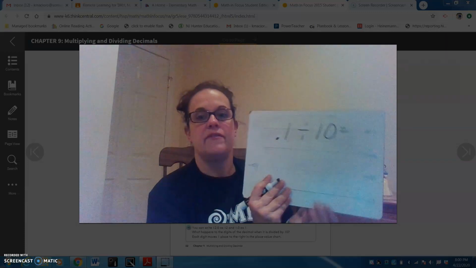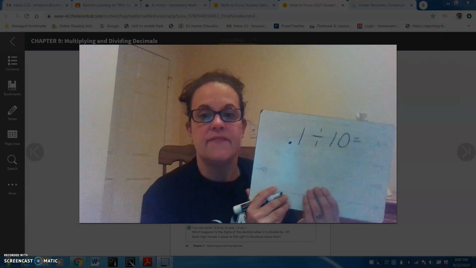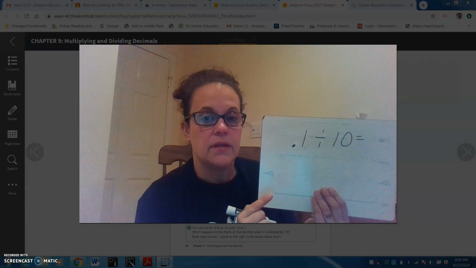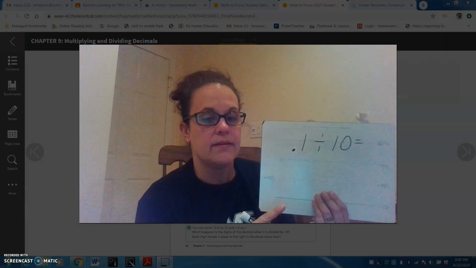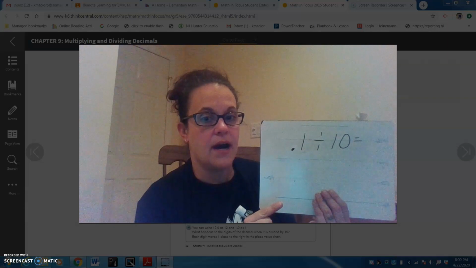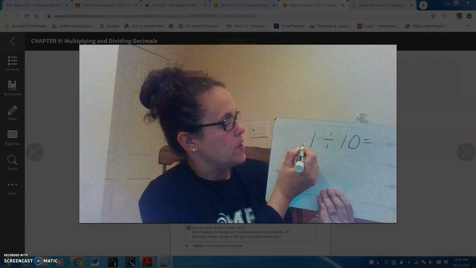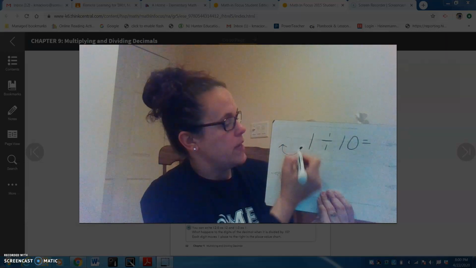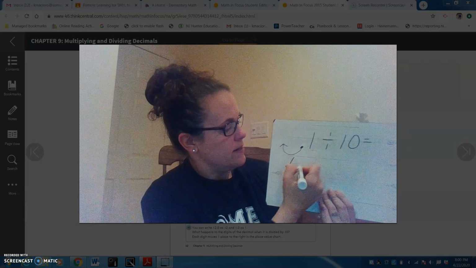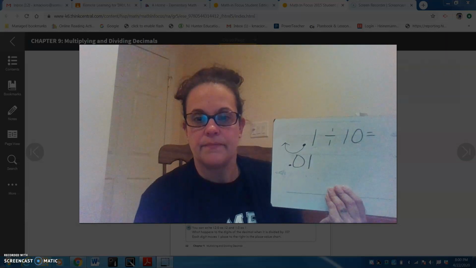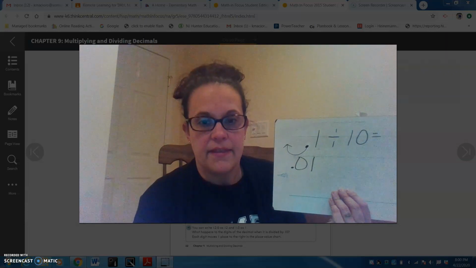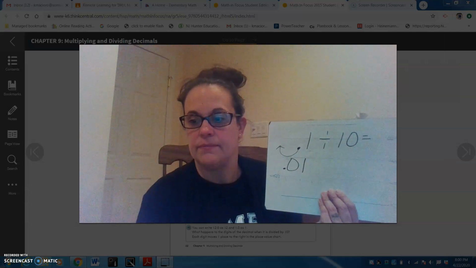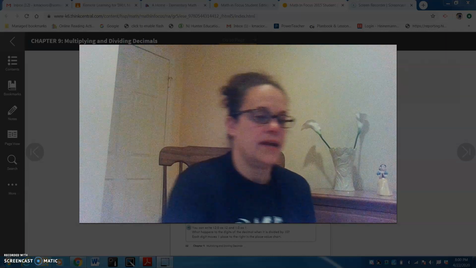So here we have 1/10 divided by 10. Remember, in multiplication, the decimal moves to the right. Now, because it's the opposite operation, it's going to move one space to the left. And because we need to fill that space, we now write it as 1/100th. So 1/10 divided by 10 is 1/100, and this is how we answer it. Okay, so let's try again.